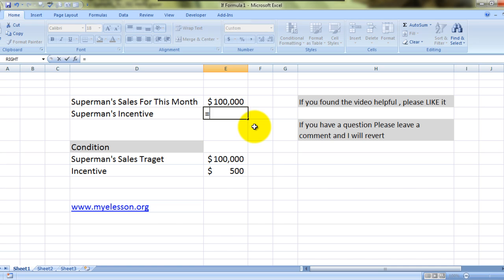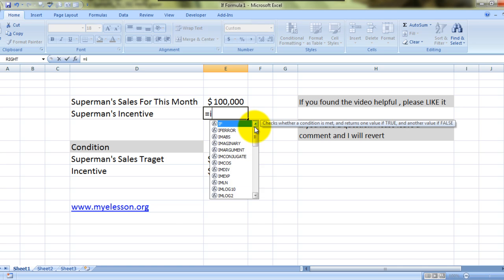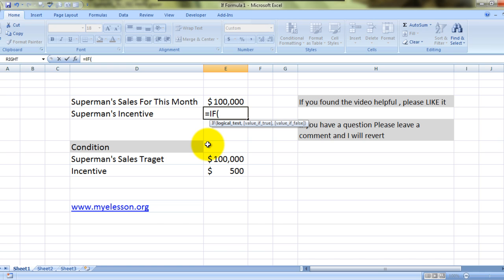Let us see how to use it. We start with is equal to if. Logical test means test the condition. So we have a condition that Superman's sales, which are mentioned over here, should be greater than or equal to his target, right? So I selected his sales, typed the is equal to and greater than sign, and then selected the target. If his sales are greater than or equal to his target, then, value if true: if it is true, then we should give him this incentive.